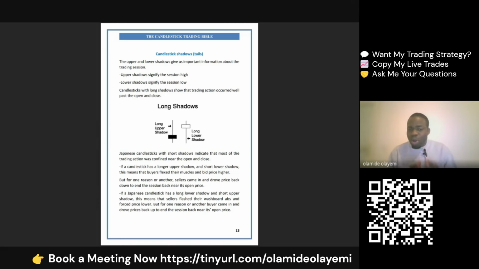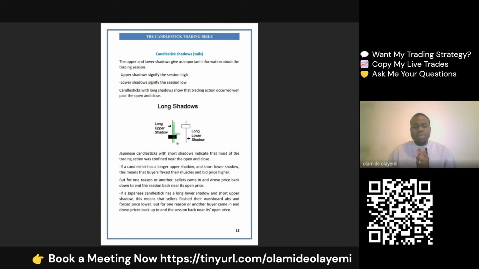It says if a candlestick has a longer upper shadow, this is the meaning. If it has this longer, it indicates that most of the trading action was confined near the open and closing. The action was confined here. But for one reason or another, sellers came in and drove the price back down to end the session back near the open price. For instance, the market opened at this top here, and then something happened. A lot of buyers started pushing, but it came to a time when the pressure from the sellers was greater than the buyers, and they dropped the price back down below.